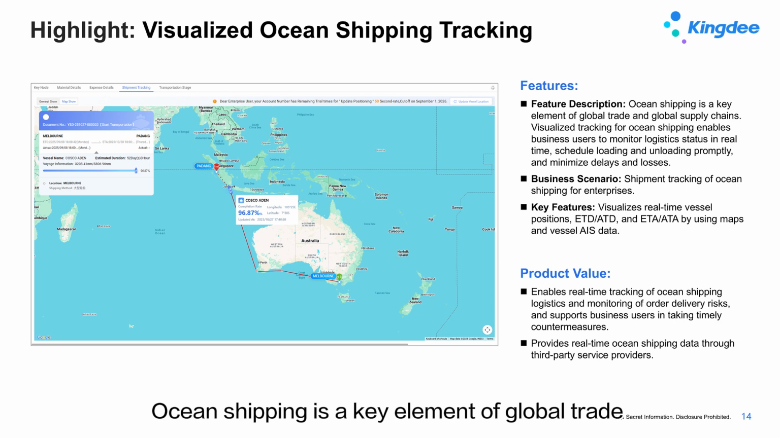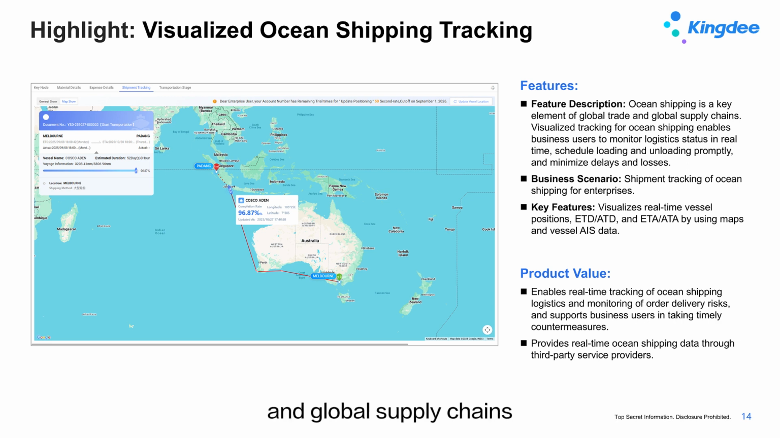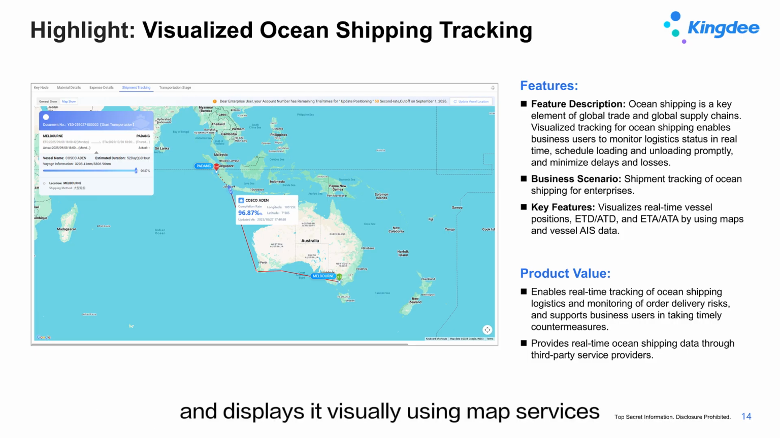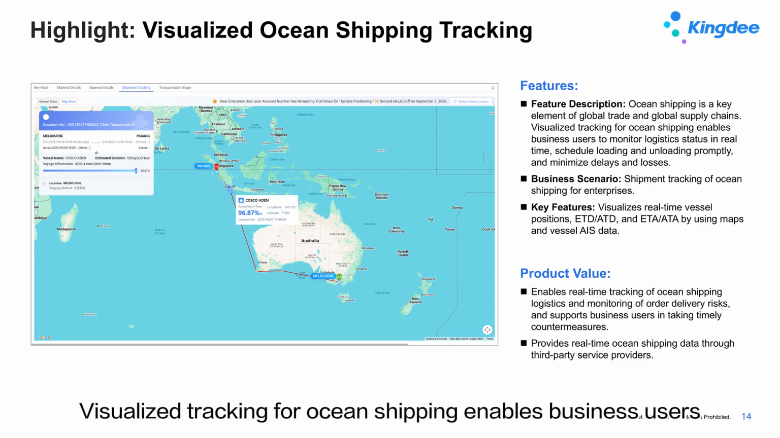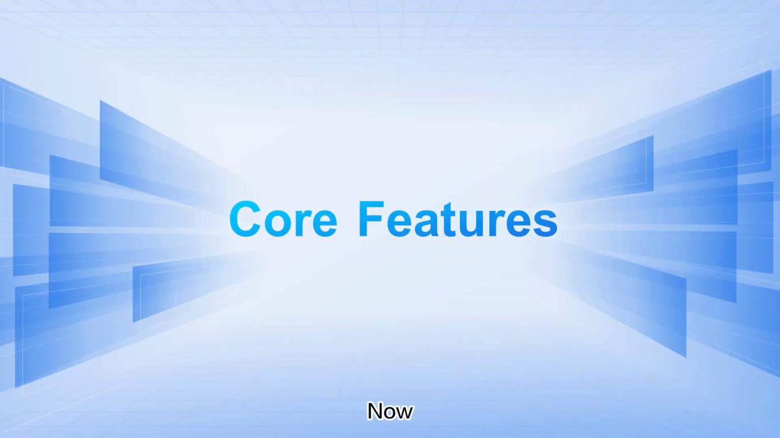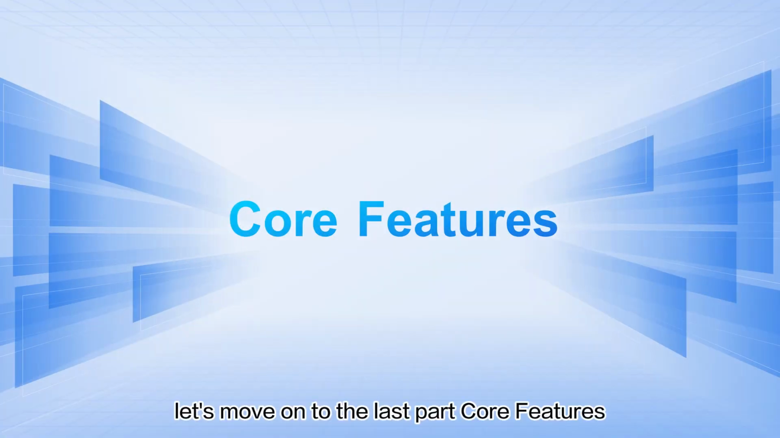Ocean shipping is a key element of global trade and global supply chains. The system supports querying a vessel's real-time location by vessel name and displays it visually using map services. Visualized tracking for ocean shipping enables business users to monitor logistics status in real time, schedule loading and unloading promptly, and minimize delays and losses. Now, let's move on to the last part, core features.